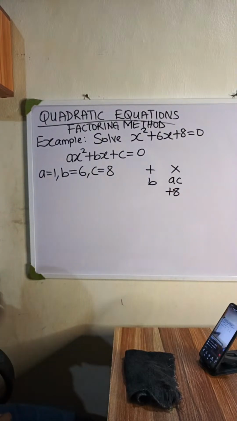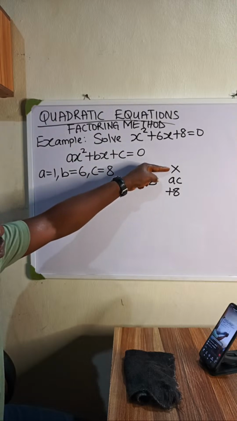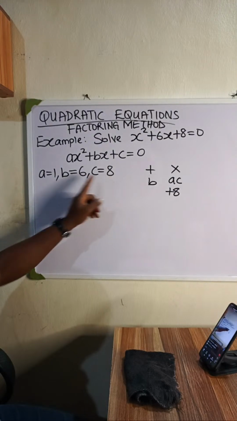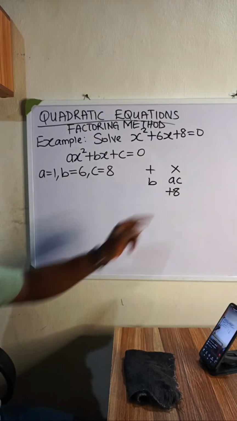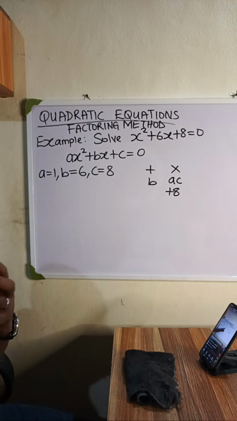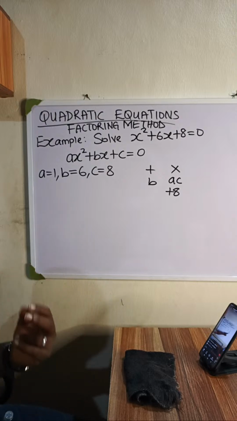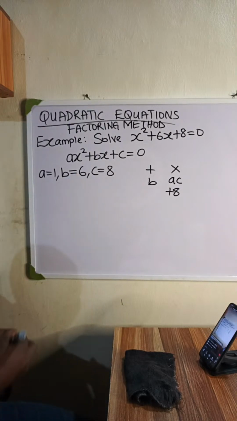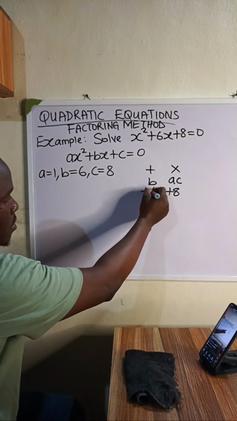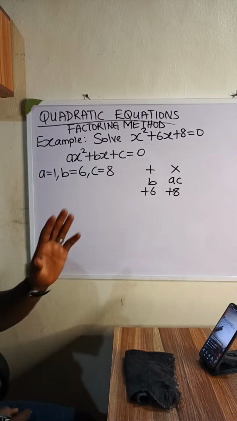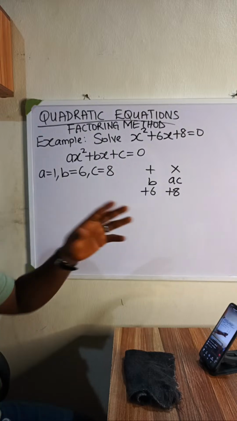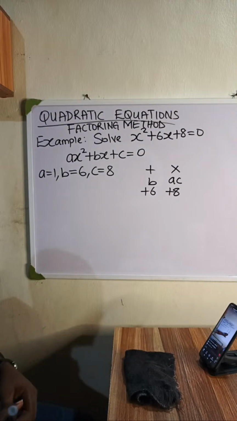So let's write it down. We are looking for two numbers that will multiply to give us AC. A is 1, C is 8. 1 times 8 gives us plus 8. And then those same two numbers have to add themselves to give us B. And what's our B here? Our B is 6 or plus 6. So to make your job easy, you start from here. You write down all the numbers that will multiply themselves to give you plus 8.